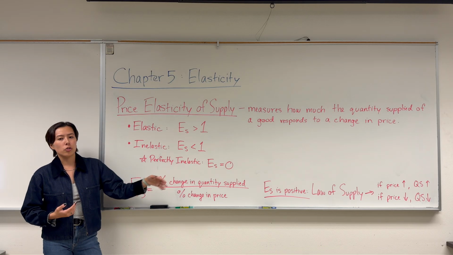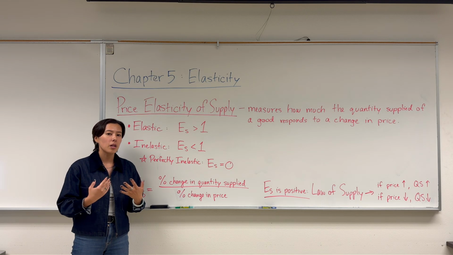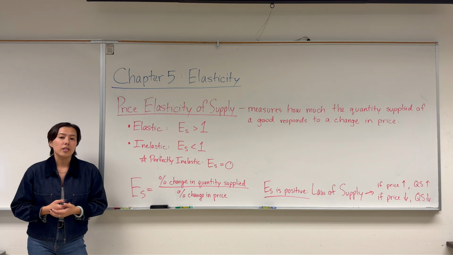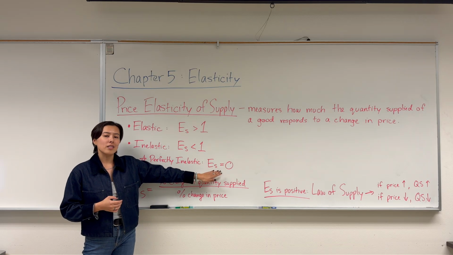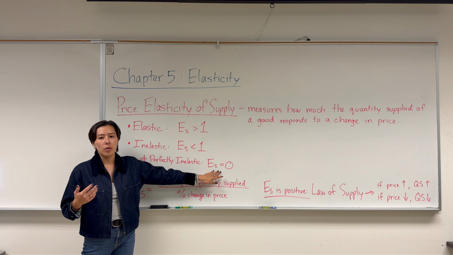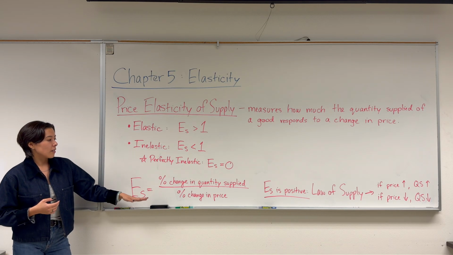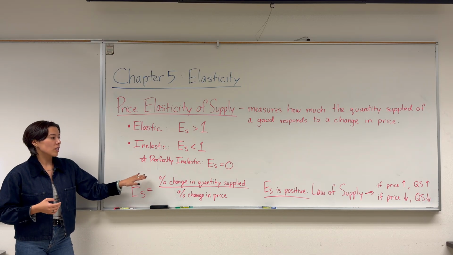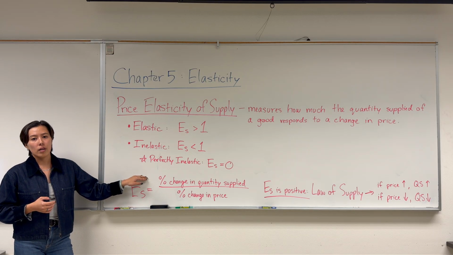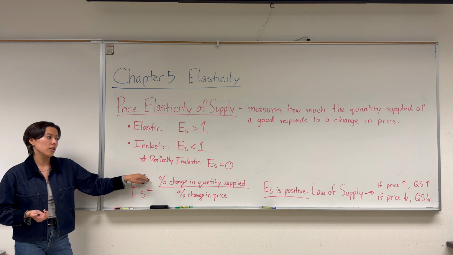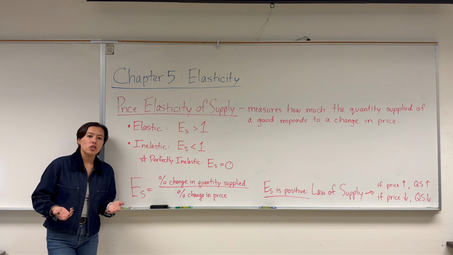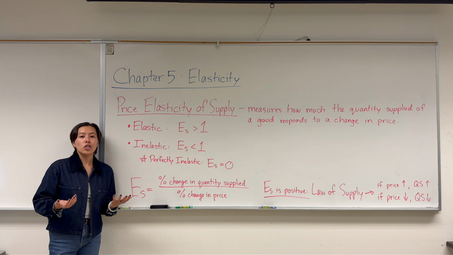Then we do have a special condition for the price elasticity of supply, and that is to say that we consider supply to be perfectly inelastic if we calculate our price elasticity of supply to be 0. What this means is that for any change in price, there's absolutely no change in quantity supplied. We'd have a 0 in the numerator of our fraction. So it doesn't matter how much the price changes, producers are not changing their quantity supplied at all.